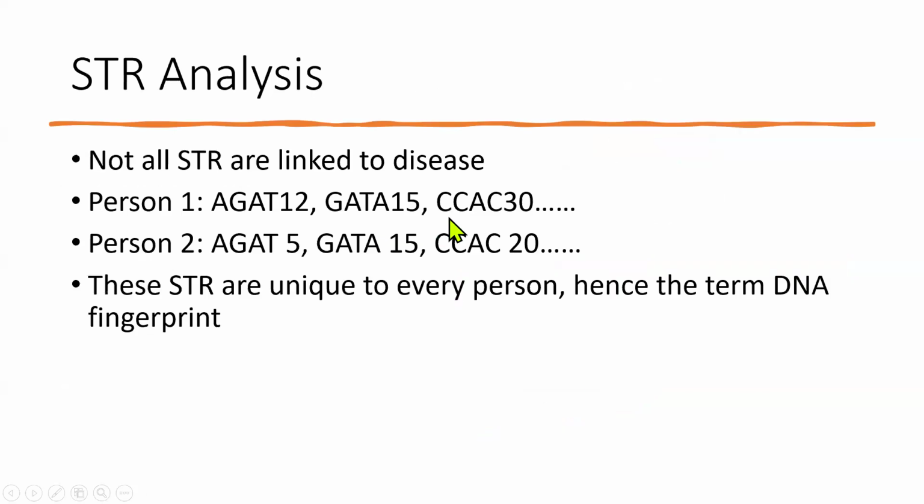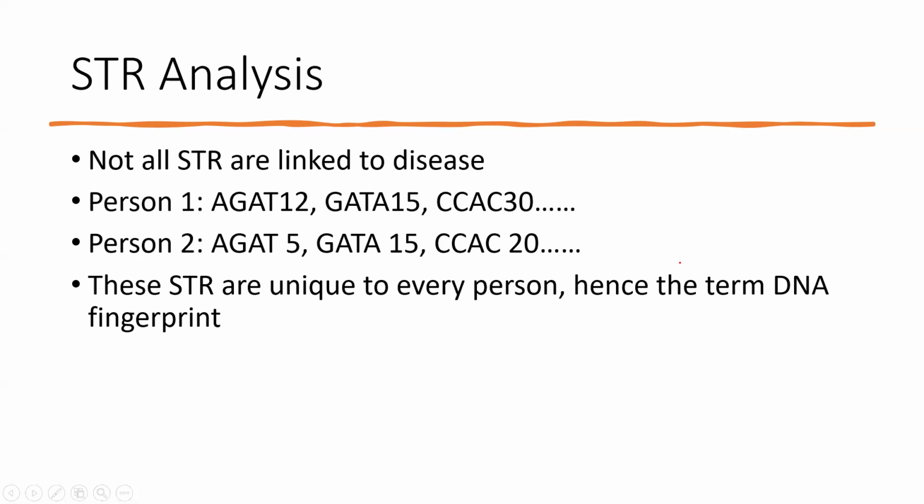But not all STRs are linked to disease, and for the regions where the STRs are not connected to any kind of condition, it will be useful to use them as a way to distinguish DNA samples from one person to another. So for example, person number 1 has AGAT repeated 12 times, but another person only has it repeated 5 times. Some STRs might be the same, and others are going to be different.